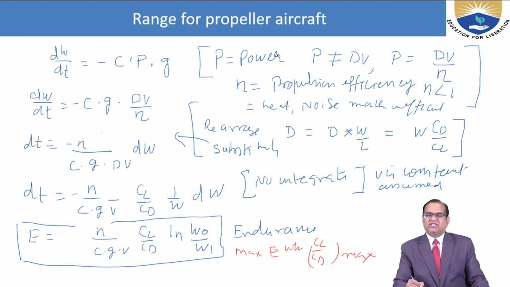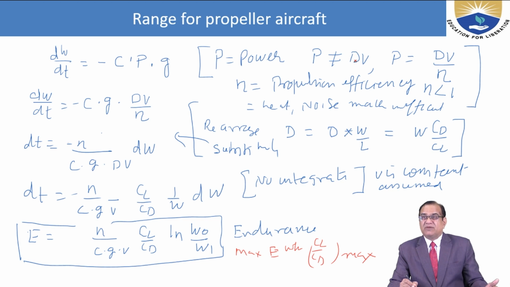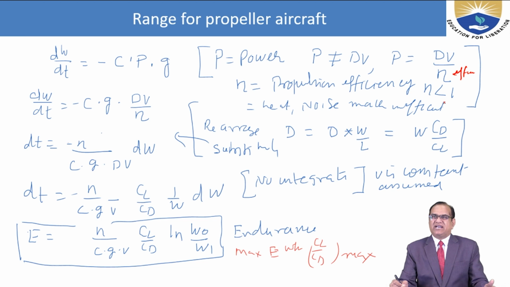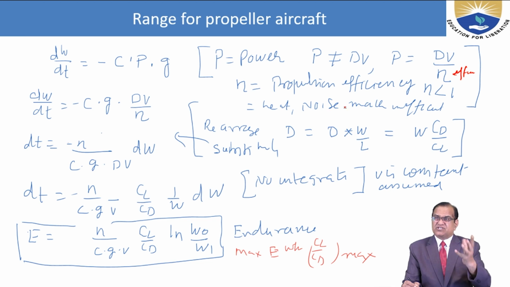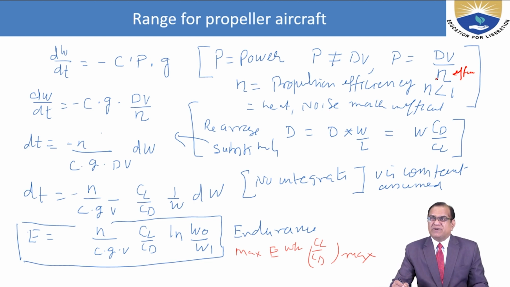So here this power is not equal to DV. If it is D, it is a thrust. But here it is not equal, because this P is equal to DV by eta. Eta is an efficiency. So this is the propulsive efficiency, and it is always less than 1. So this P will always be more than the DV. That we have to understand, and this is happening due to the heat, noise, friction, and so many other parameters which make this efficiency less than 1.